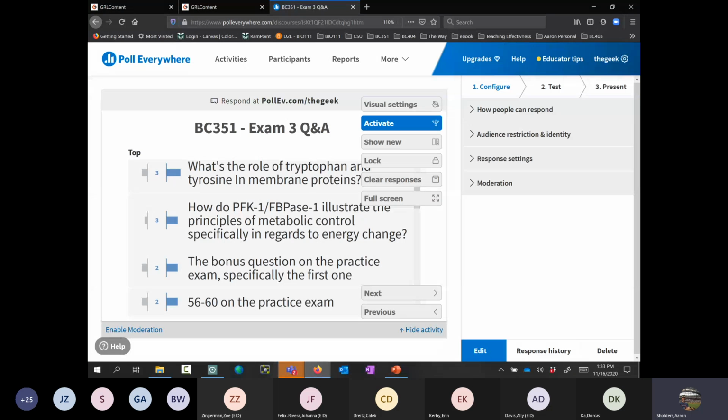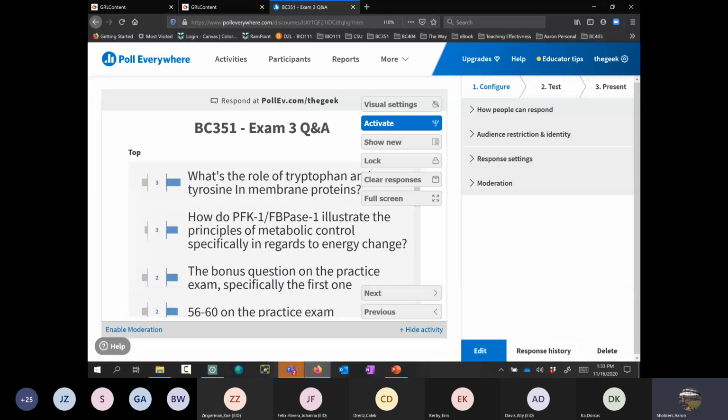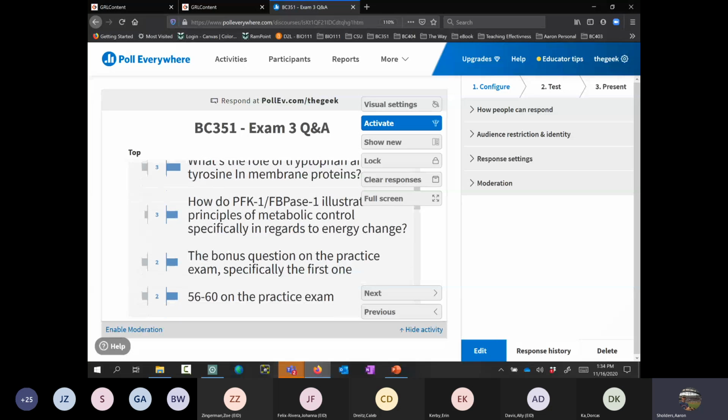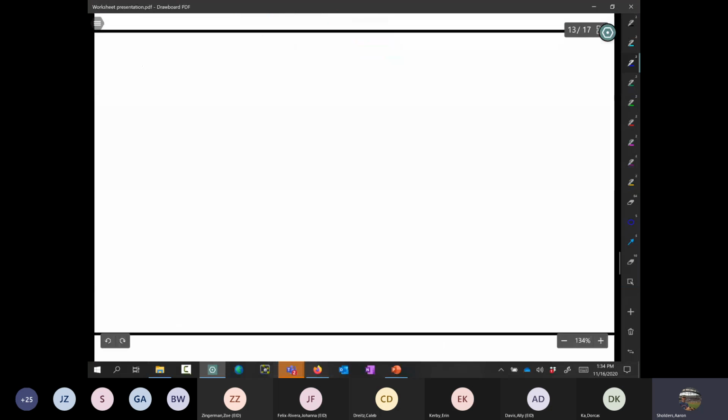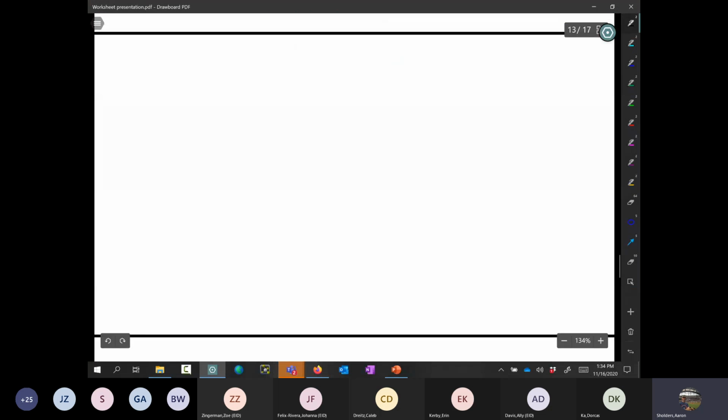All right, so how do PFK1 and FBPase1 illustrate the principles of metabolic control, specifically in regards to energy charge? Great question. Let's go ahead and do that. I'm going to run out of room here, so I can always erase things though. Okay. All right. Let's think about this, and let's draw it this way.